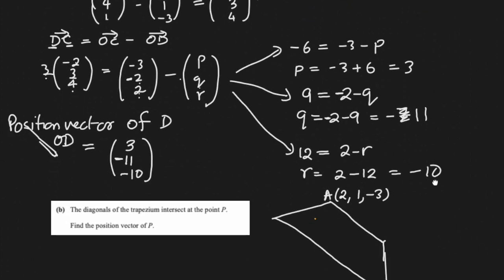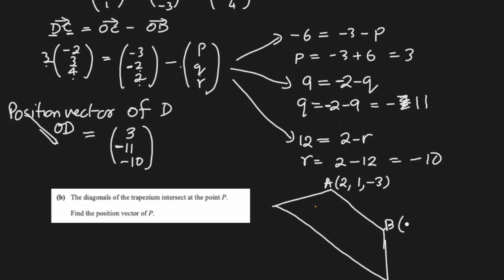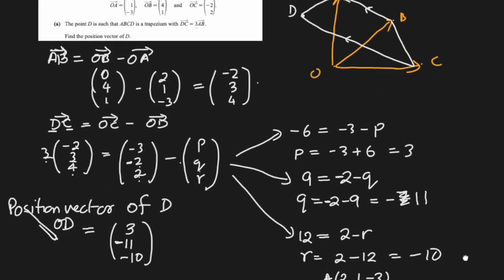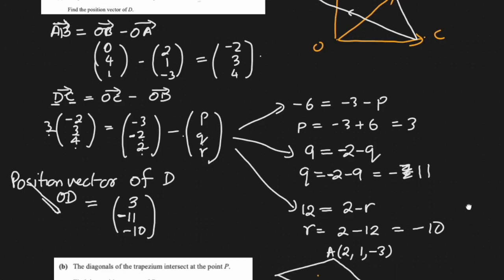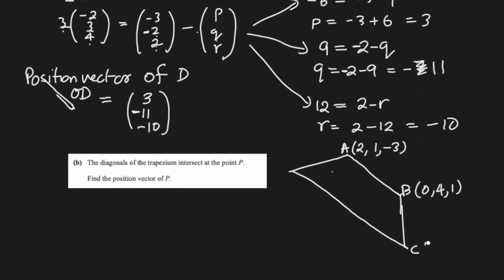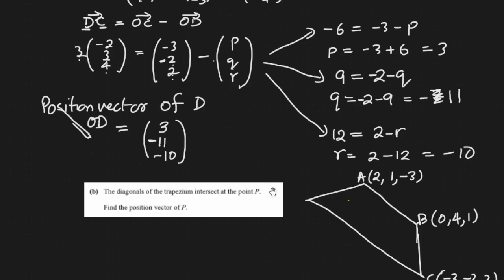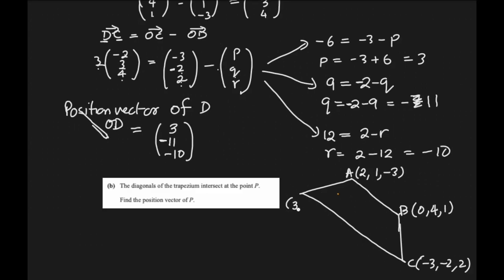0, 4, 1 is B. Then we have OC minus 3, minus 2, 2. And D we found out was this one, 3, minus 11, minus 10. Okay, this is D. Now we want to draw the trapezium's diagonals, which is this and this.